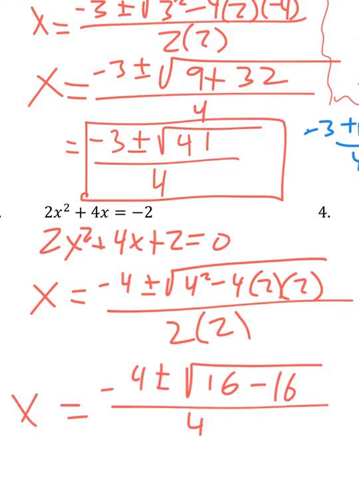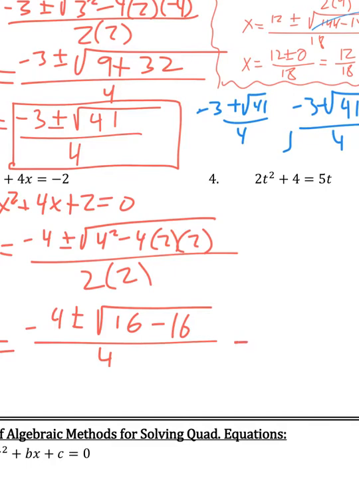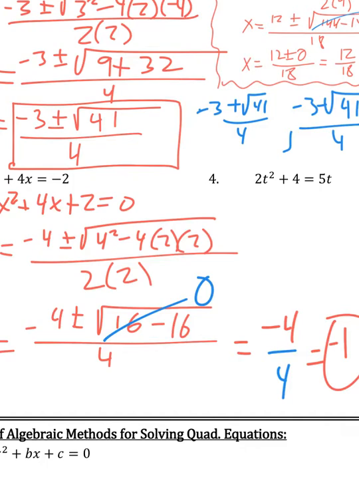Well, this one came out to one answer also, right? So this is negative 4 plus or minus 16 minus 16 is 0, right? So that's just 0. And so we got negative 4 over 4, which is negative 1. Okay? All right. Try that next one real quick. Try number 4 there.